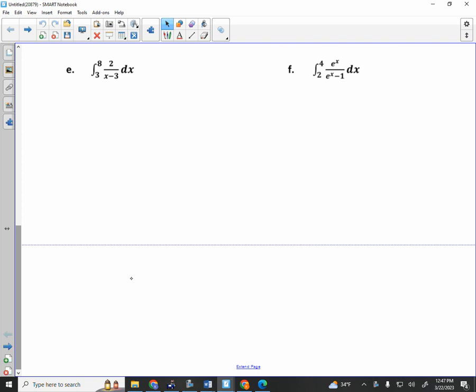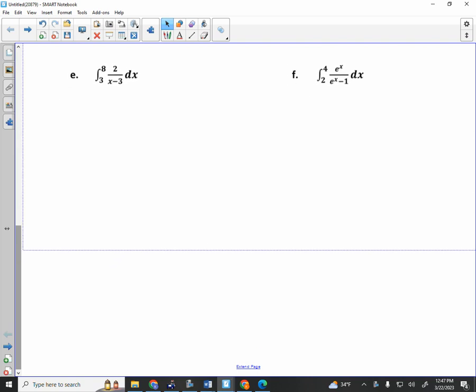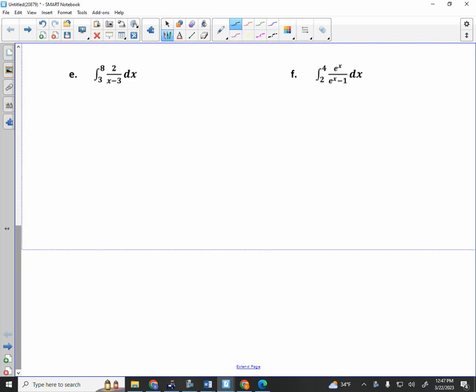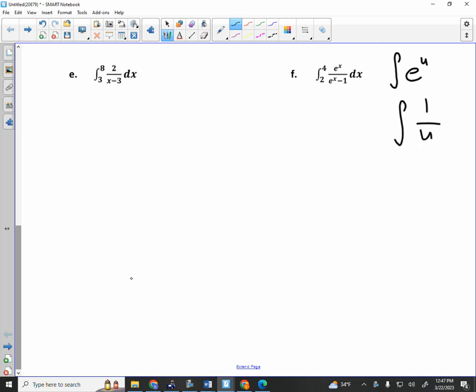All right, so we pick up with letter F. Yesterday you learned two important pieces. Number one, the antiderivative of e to the x is e to the x. And the antiderivative of 1 over x is the natural log of x. So the question here is this: is it of the form integral of e to the u, or is it integral of 1 over u? Talk to your friend, and try to decide. Which one is it, why?